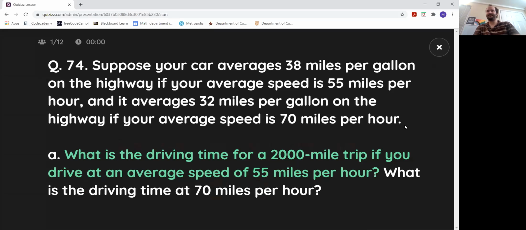Oh, man. Wait, so for now, do we just answer the part that's highlighted? Yeah, just the green part, just that first question. What is the driving time for a 2,000 mile trip if you drive 55 miles per hour?